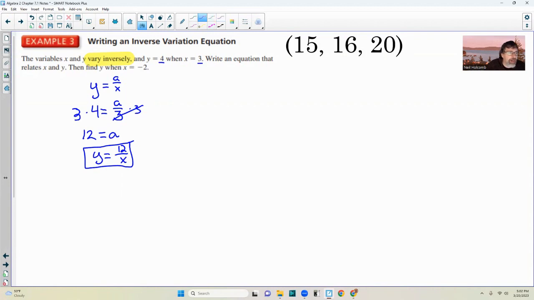And now we have to find y when x is -2. So we substitute that in. y equals 12 over -2. Simplifying, a positive divided by a negative is negative. 12 divided by 2 is 6. So when x is -2, y is -6. Okay, now you should be able to do problems numbers 15, 16, and 20 in the exercises.